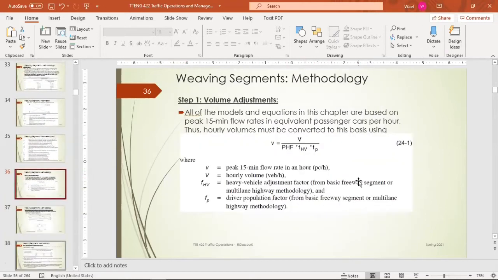Okay, the first step, we have to adjust the volume. So we have to convert this volume, divided by the peak hour factor and the factor for heavy vehicles, and convert our flow rate into passenger cars per hour, not per lane, by the way, passenger cars per hour, okay? As you can see here, we divide the flow rate by the peak hour factor, by the factor for heavy vehicles, and the factor for driver population.